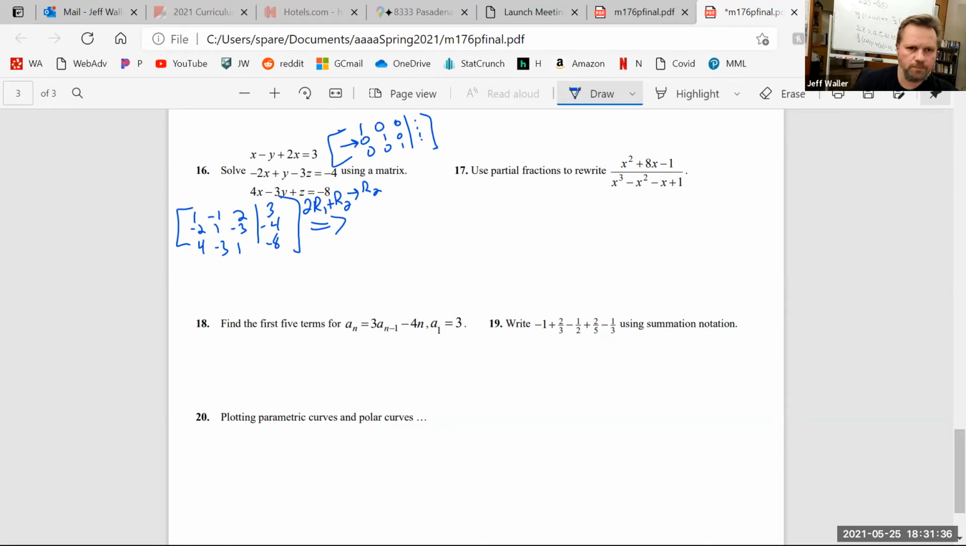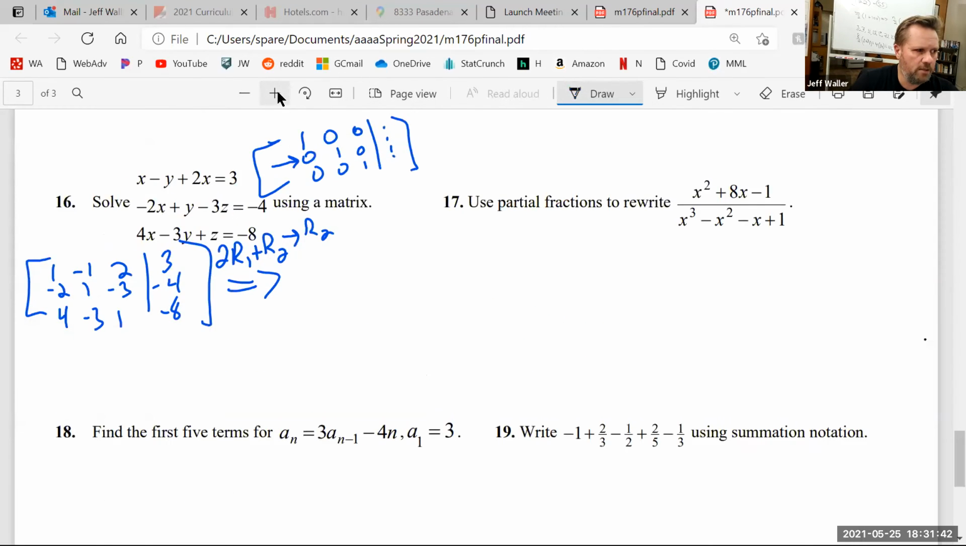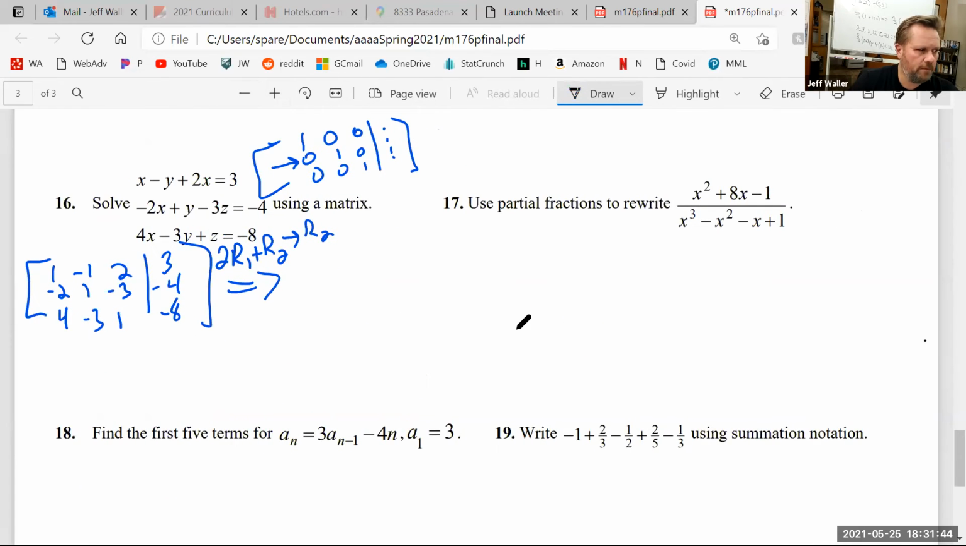Let me zoom in. Maybe that's going to help me out a little bit. If I multiply row 1 by 2, won't I get 2, -2, 4, 6? Yes? Multiply row 1 by 2, right? Okay. And now if I add that to row 2, I get 0.